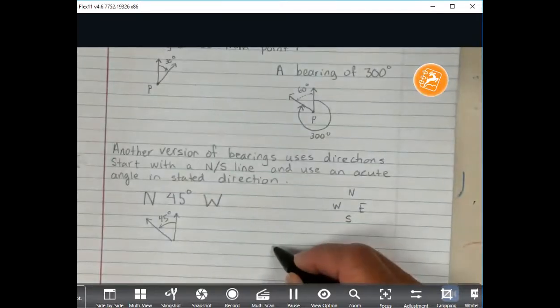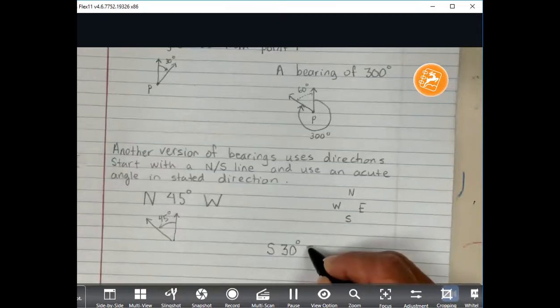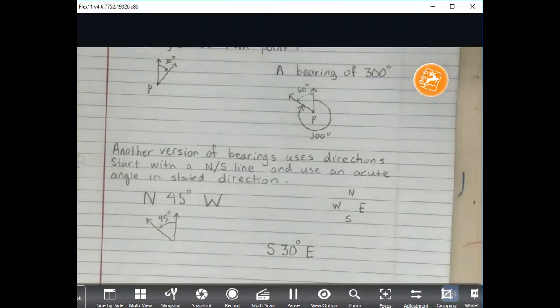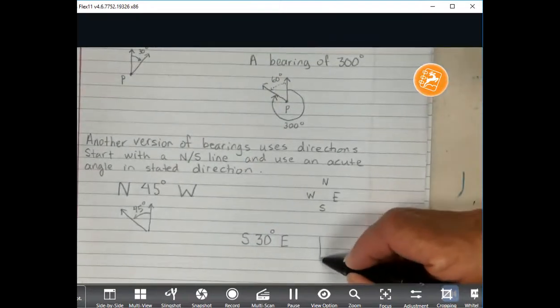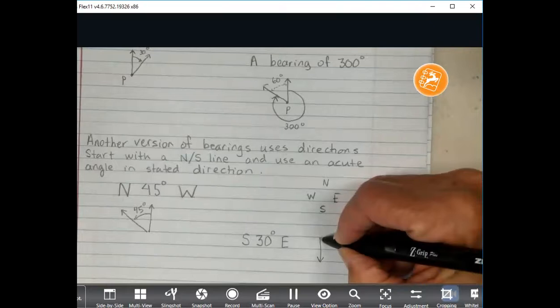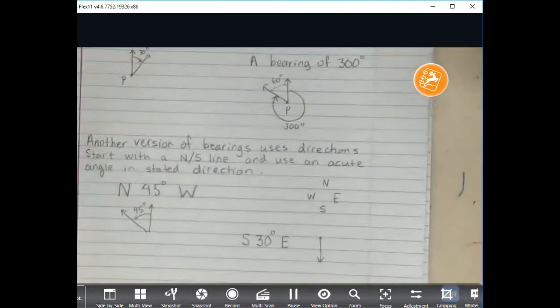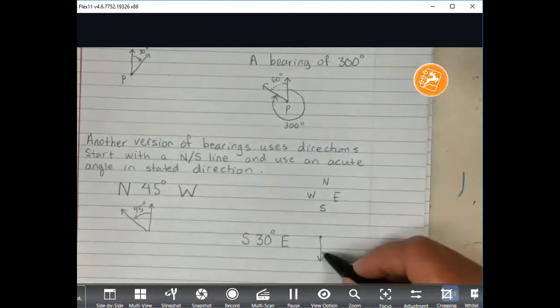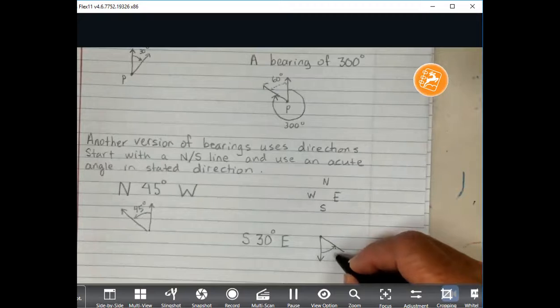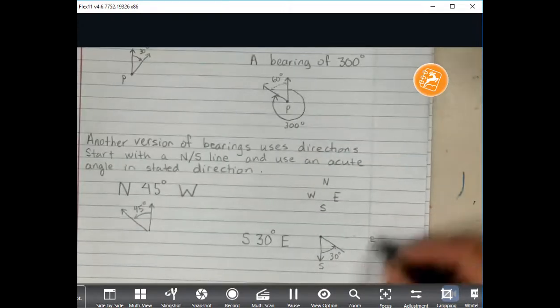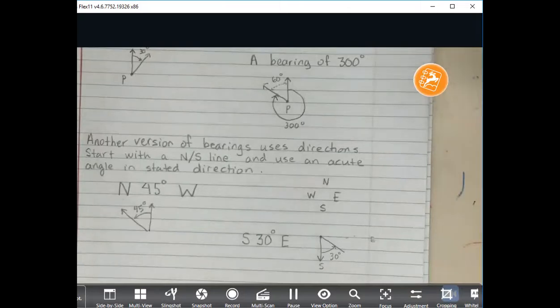If you're asked to draw a bearing of south 30 degrees east, then you begin with a line pointing south, and you draw a 30-degree angle from that line in the direction of east. So I go from here 30 degrees this way. So there's the south, east is pointing here. So 30 degrees from south toward east.